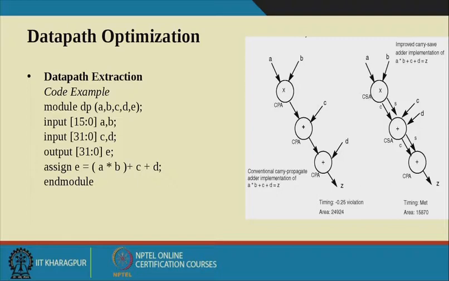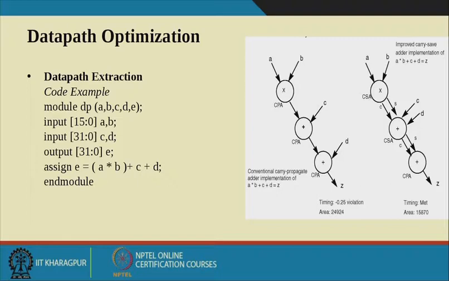Using carry save adders we can do it in parallel, and then add the results. So this is a serial operation. Here you see that the area is 24,924, but if you use carry save adders for doing the same thing, the area requirement becomes 15,870. Okay. So this is serial operation.